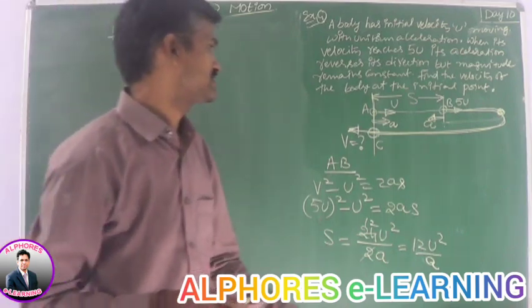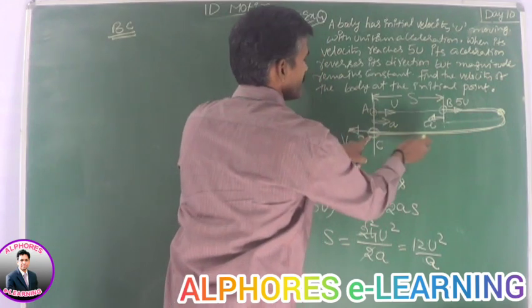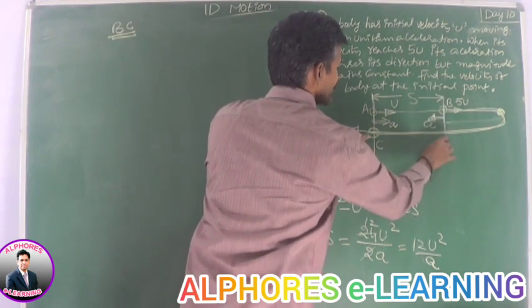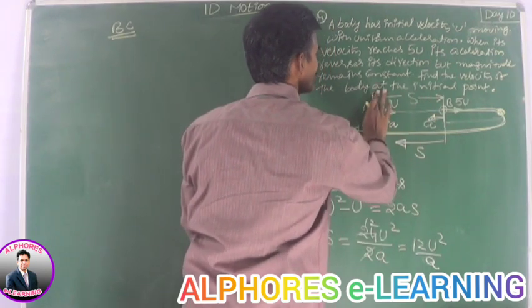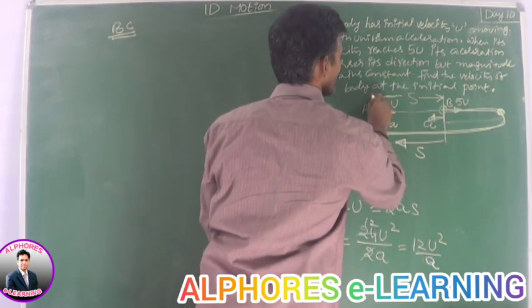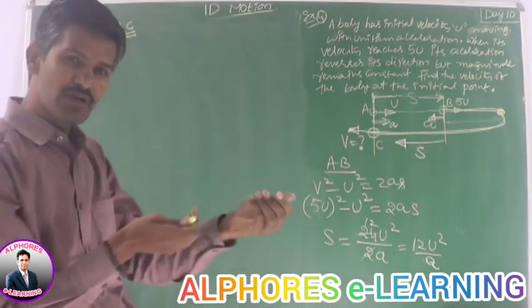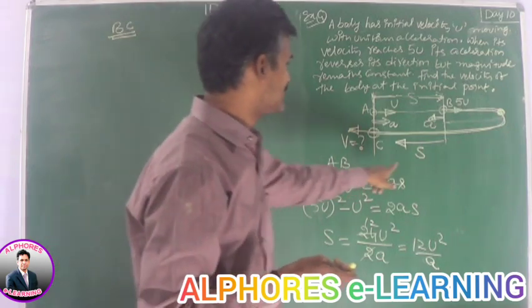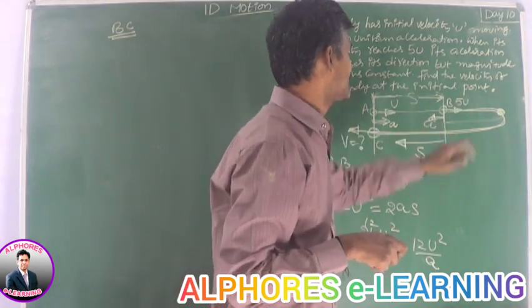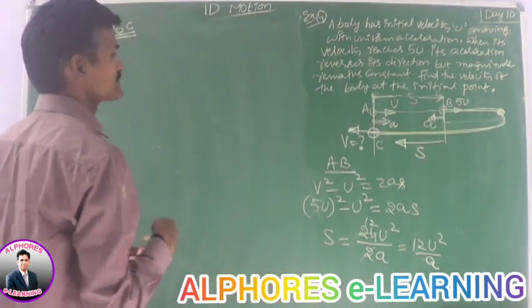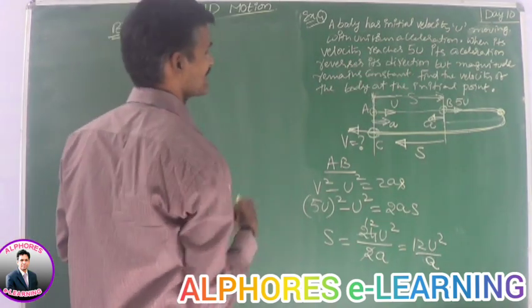I am applying equations of motion again. This displacement is negative. Why? Because from B to C, the body travels in this direction. This displacement will be negative. Suppose here this displacement is positive. From here to here, A to B, the body moves towards the right. From B to C, the body moves towards the left. So that displacement is taken as negative, right? And this acceleration is also negative. Why? Because it is also acting in the negative direction. That 5u is taken as positive.